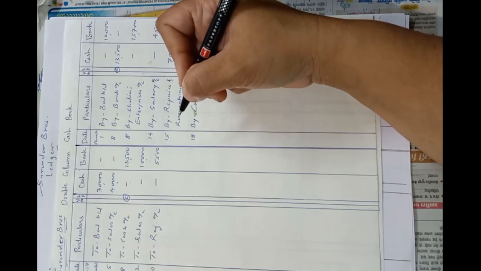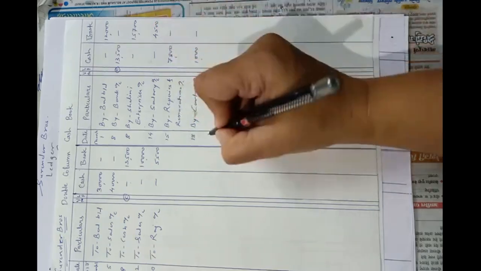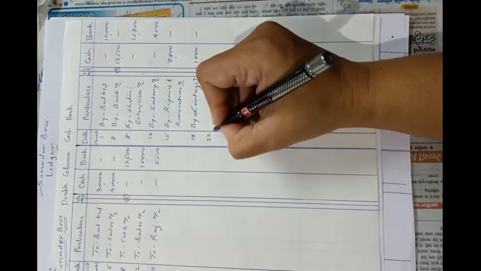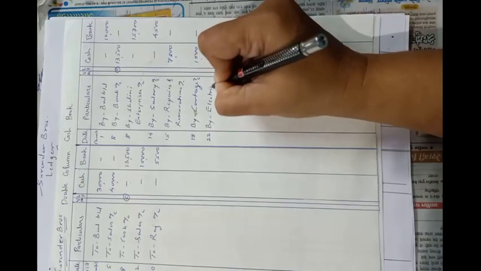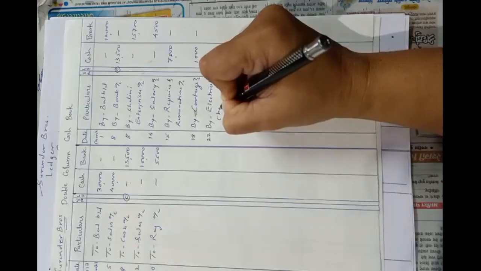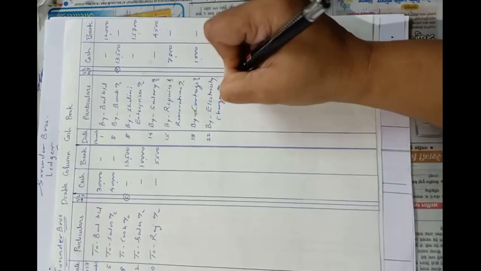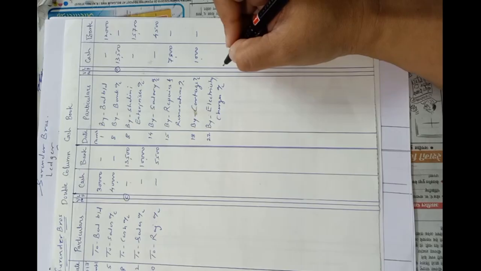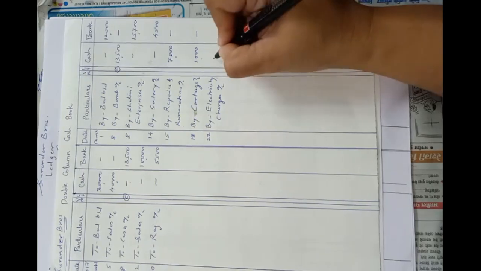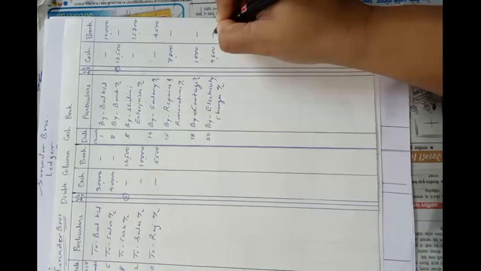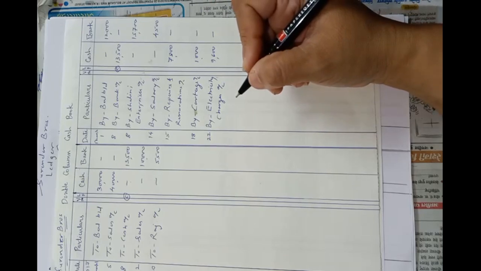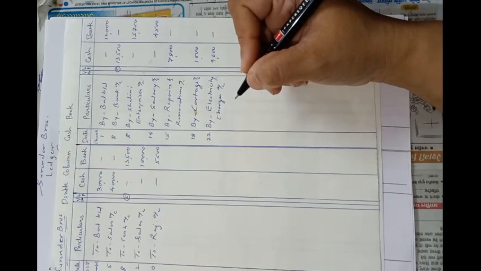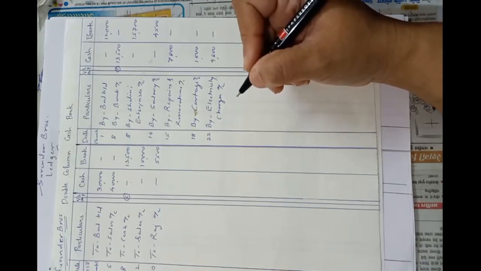Okay. Now 22nd, paid electricity charges rupees 9600 in cash. So payment side, by electricity charges account, you can say electricity expenses account also, amount is 9600 in cash. So in the cash column 9600, in the bank column dash. 25th March, withdrawn from bank rupees 7000 for office use and rupees 2000 for personal use.